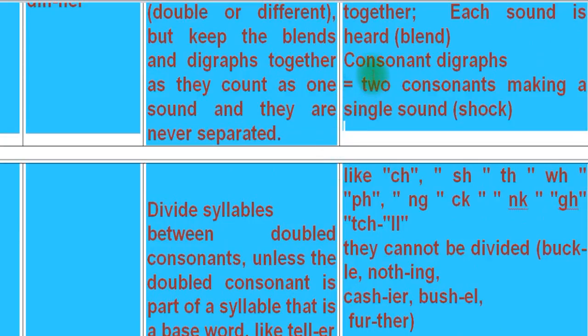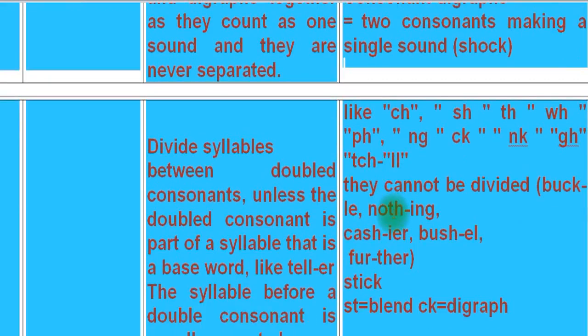Here we have some examples of consonant digraphs like ch, sh, th, wh, ph, ng, ck, nk, gh, tch, and double n. They cannot be divided. For example, buckle, nothing, cashier, partial, further.